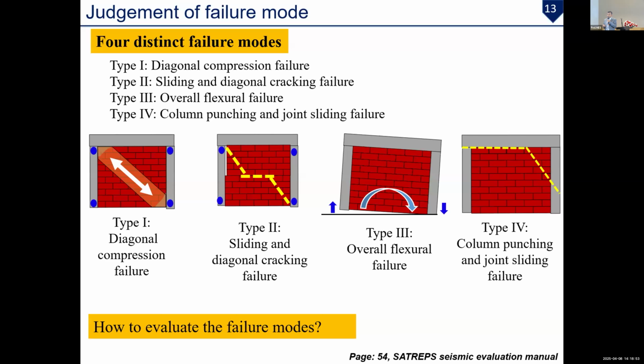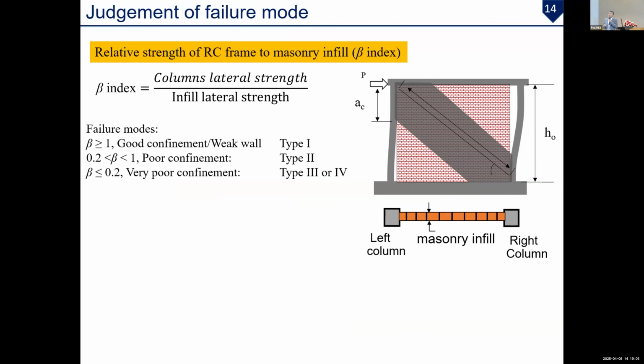But we need to understand how to evaluate this failure mode, because whether at the design stage or the evaluation stage, I need to check the failure mode first. So here we consider a parameter for failure mode, the beta index. Here is the column lateral strength, so this column and this column have lateral strength, and also the infill lateral strength. This ratio can simply be calculated to judge the failure mode.